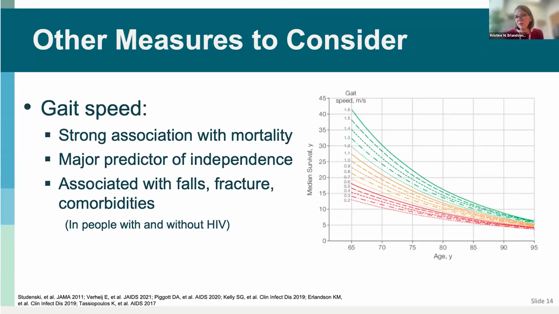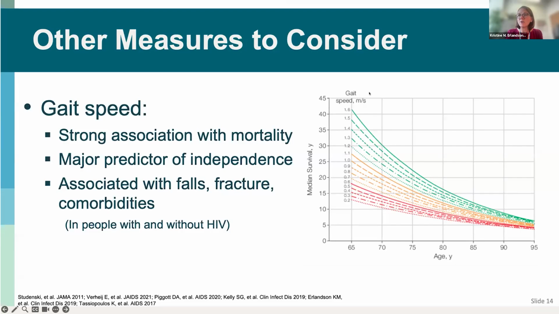But I'd like to make a plug for one of the recommendations that the EACS guidelines recommends, which is gait speed. I think gait speed is an incredibly useful tool that can be done in really less than a minute, and probably more like 10 seconds in many clinical settings. It's strongly associated with mortality. This is a figure from gait speed and association with mortality in the general population.